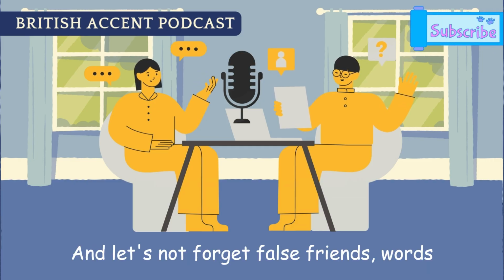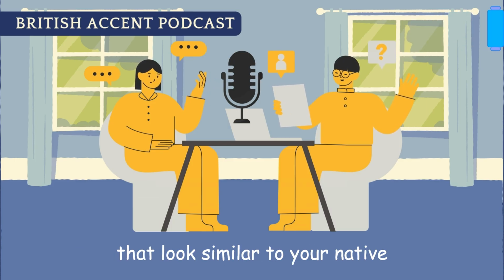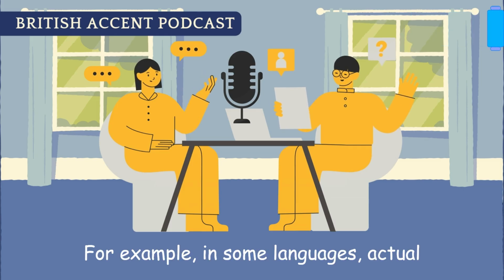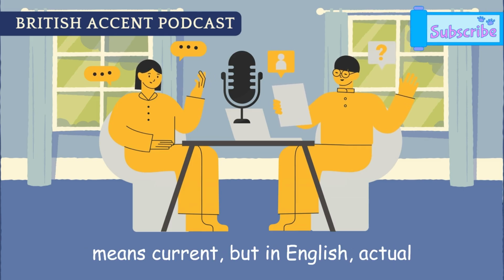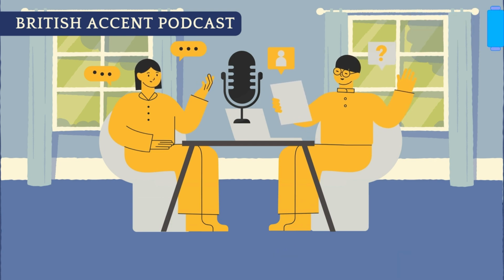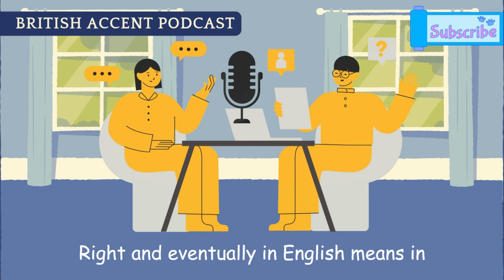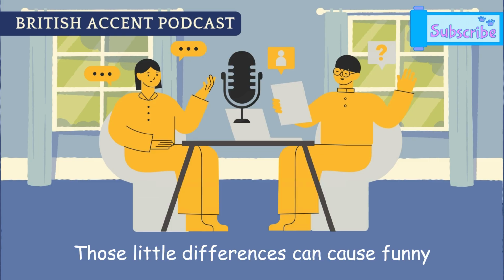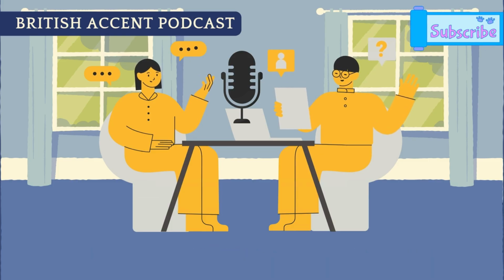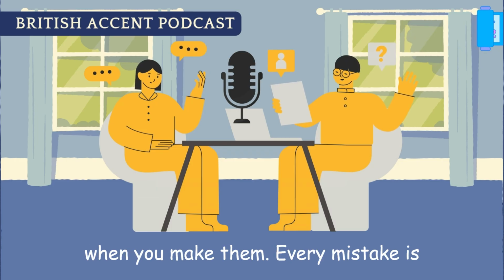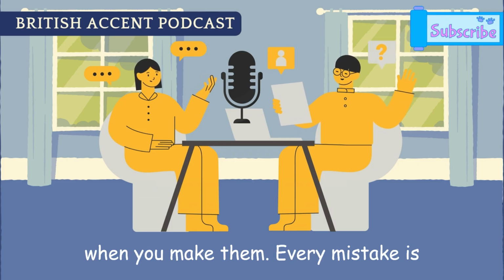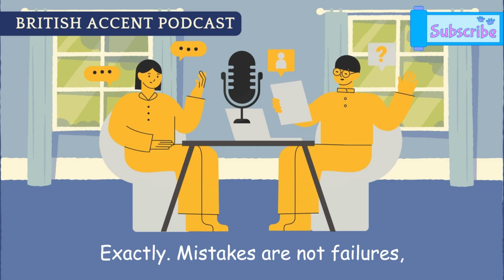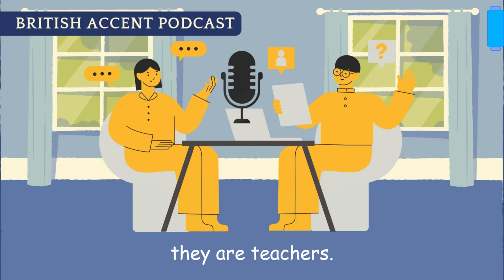And let's not forget false friends, words that look similar to your native language, but don't mean the same thing. For example, in some languages, actual means current, but in English, actual means real. Right, and eventually, in English means, in the end, not, possibly, or maybe. Those little differences can cause funny or confusing mistakes. The important thing is not to feel bad when you make them. Every mistake is just a signal telling you what you need to focus on next. Exactly. Mistakes are not failures, they are teachers.